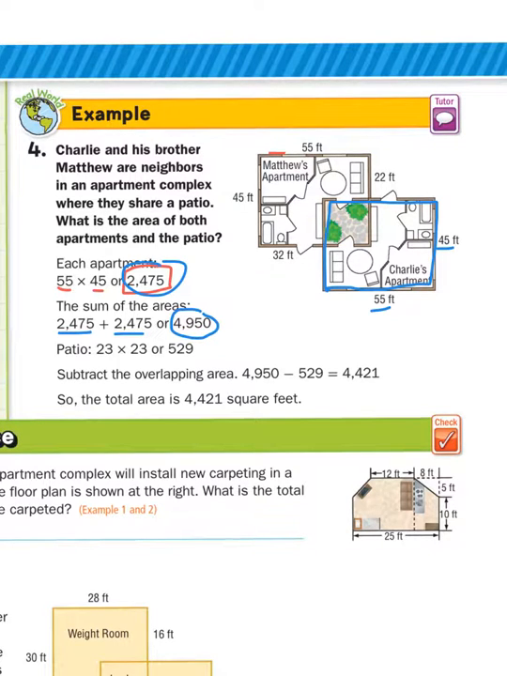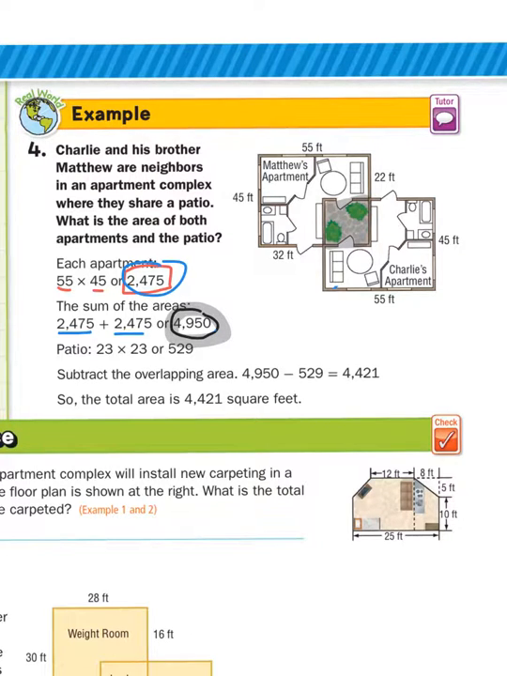But here is the problem. They share a patio. So by adding them together, it's like saying they each have a patio, but they only share one. So we have to actually find the area of this patio right here. I just shaded it gray, and subtract it from this number here. So let's check it out. This is the tricky part.